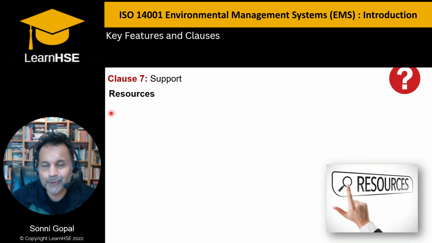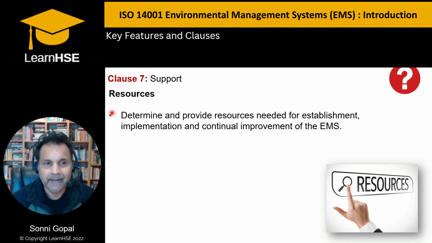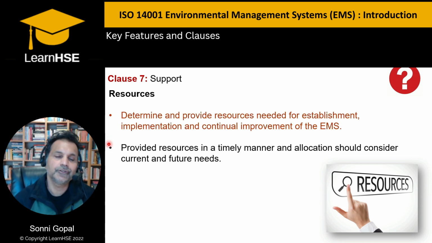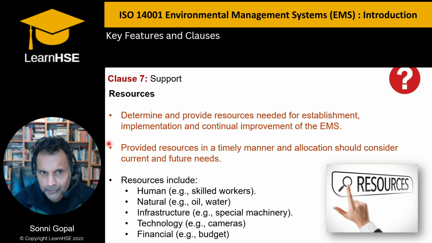Let's go into now resources, clause 7, when it looks at support. Here we need to determine and provide resources that are needed for establishment, implementation and continual improvement of the EMS. We need to make sure that the resources are provided in a timely manner, and the allocation should consider not only current requirements but future requirements as well. And these resources could include human, such as skilled workers, natural, could be a resource like oil or water, infrastructure, do they need special equipment, special machinery, any technology needed, maybe cameras, or financial. We always need financial. Here we're looking at sort of budgetary requirements.